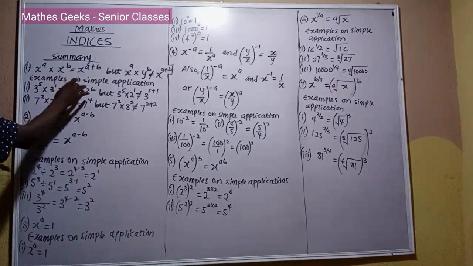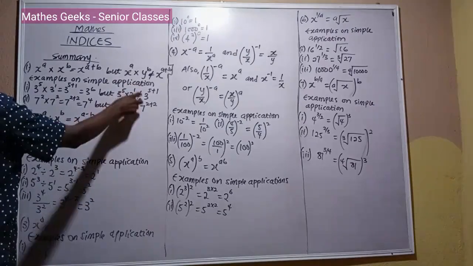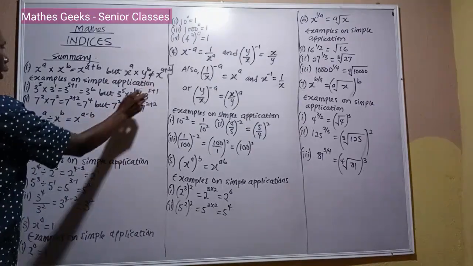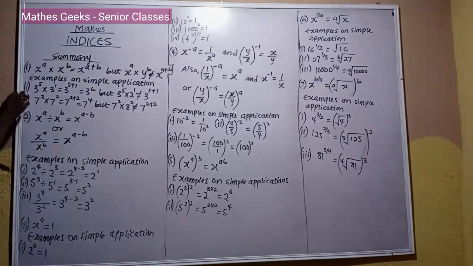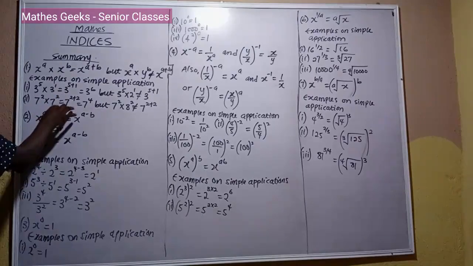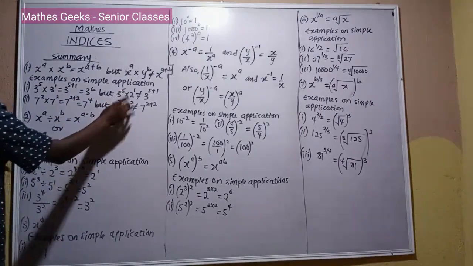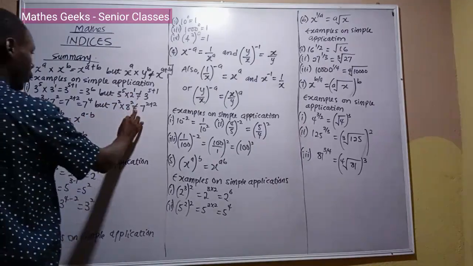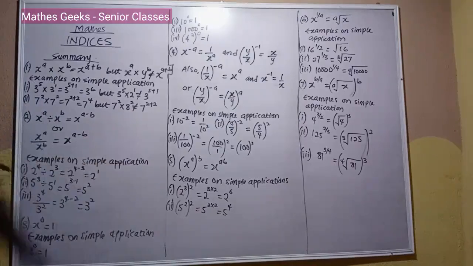2 raised to 5 plus 1, which is 2 raised to power 6, but 2 raised to 5 times 3 raised to 1 is not equal to 3 raised to 5 plus 1. Why? The bases are not the same, so you cannot apply the law in this case. Same way, 7 raised to power 2 times 7 raised to power 2 is equal to 7 raised to 2 plus 2, which is 7 raised to power 4. But 7 raised to power 2 times 8 raised to power 2 is not equal to 7 raised to 2 plus 2, because the bases are not the same. So take note of that.